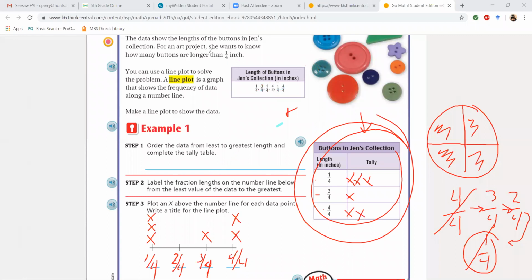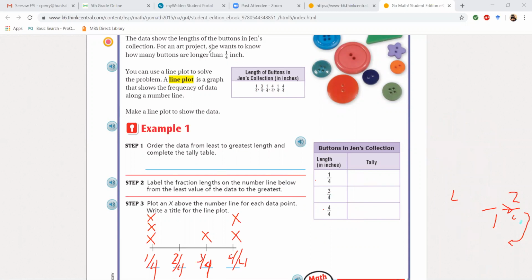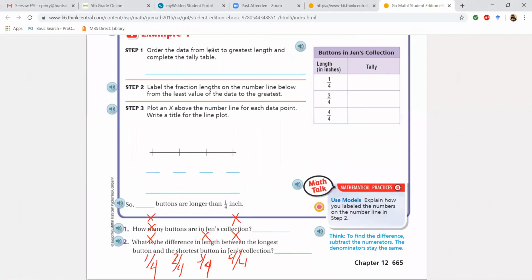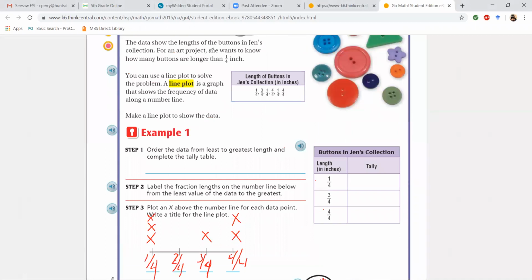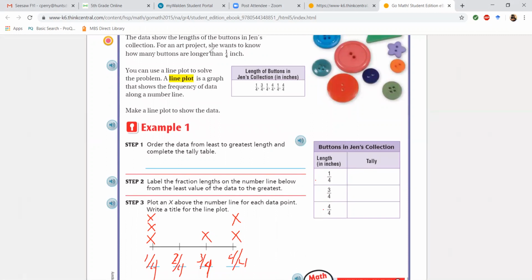Let's see if there are any questions below my line plot that I need to answer, because I can't see it from my screen. Oh, the question was, how many buttons are longer than 1/4 inch? Okay, so let's talk about this. We're seeing how many buttons are longer than 1/4. How many buttons does Jen have that are only 3/4 inches? She only has 1. Okay, because there's only 1 X.